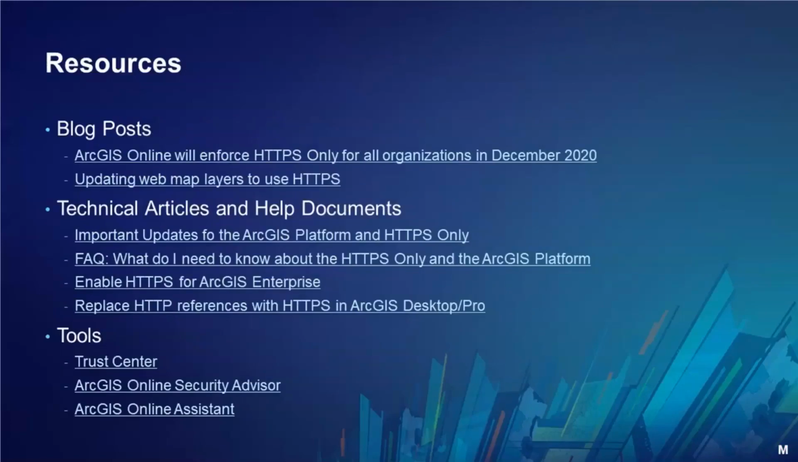A lot of the content that we gleaned for the presentation came from different blog posts, different technical articles, and different help documents as well. These are some of the main ones that we pulled that information from. So check these links out, like how to enable HTTPS for ArcGIS Enterprise, and replacing those HTTP references with HTTPS in ArcGIS Desktop or ArcGIS Pro. There are very concise steps in all of these documents that will help you do that. Plus, there are links to the Trust Center, the Security Advisor, and the ArcGIS Online Assistant, should you choose to look at that.